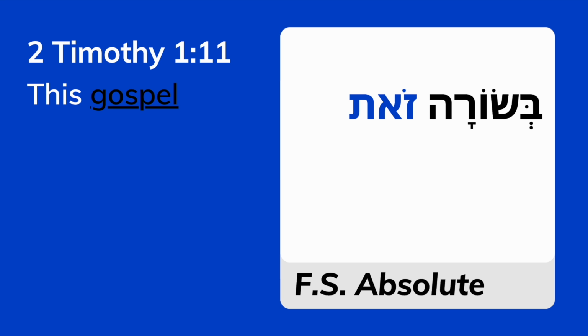And then in 2 Timothy 1:11, we get b'sorah zot, which is a feminine singular absolute form. B'sorah zot, this gospel. Another way of saying this in Hebrew is ha-b'sorah hazot, the gospel, the this. Okay, but here it's just b'sorah zot, an alternative way to say the same thing.